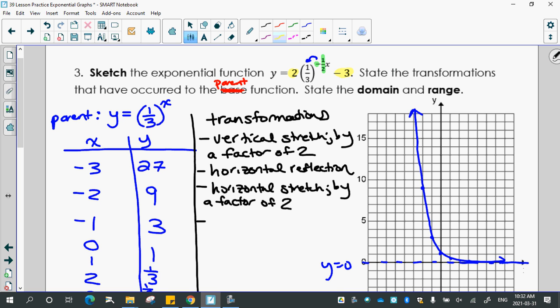And the negative 3 is a vertical shift down 3. So that's where our asymptote is going to move. So down to negative 3.